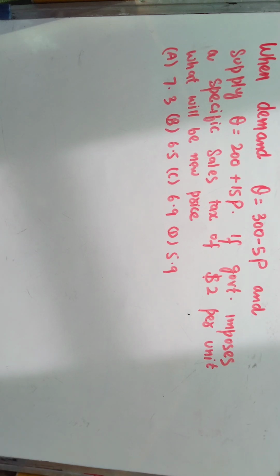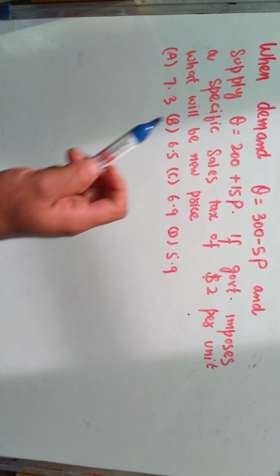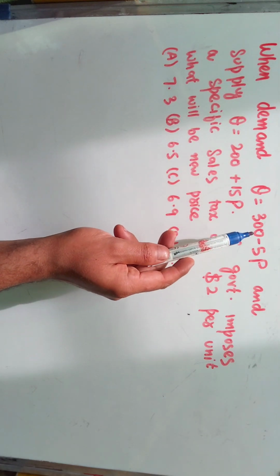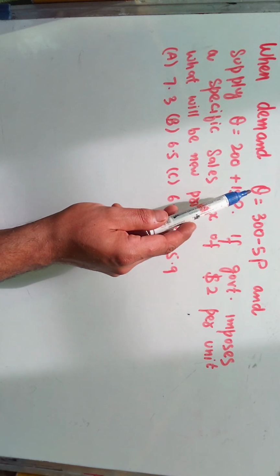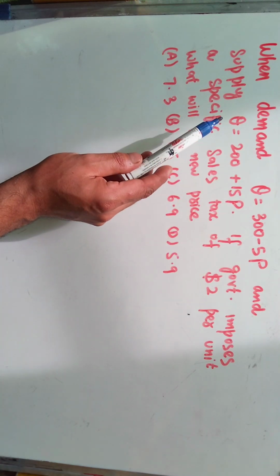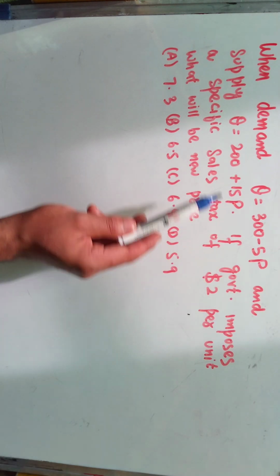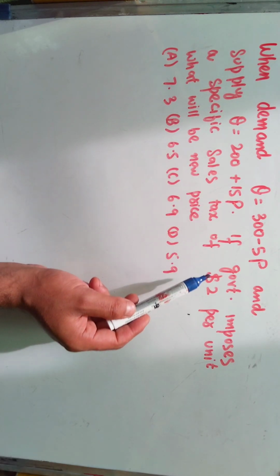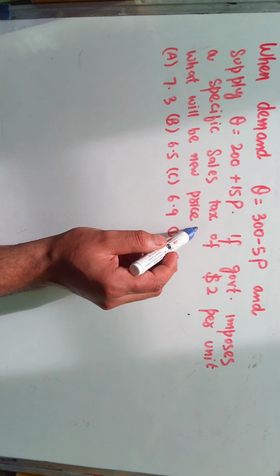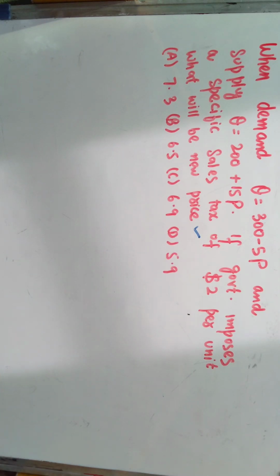In this video, we will learn the impact of the per unit tax on the equilibrium price. The question is, when demand is Q = 300 - 5P, where Q is the quantity and P is the price, and the supply function is Q = 200 + 15P. If the government imposes a specific sales tax of $2 per unit, what will be the new price? We are supposed to find out.